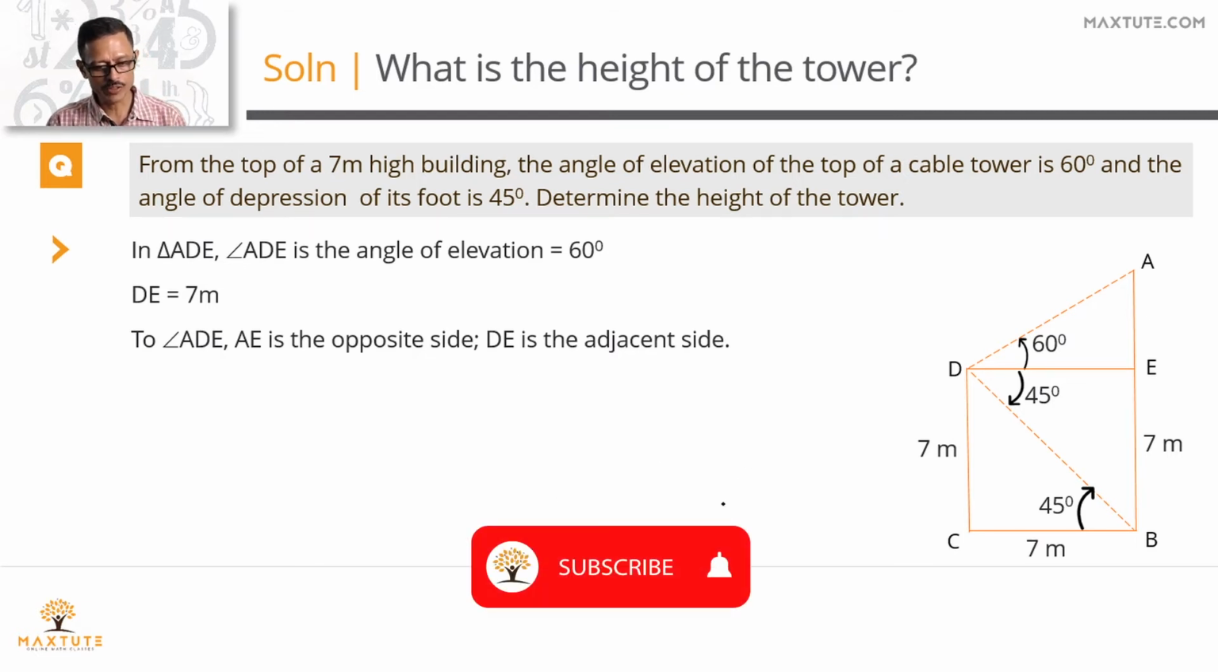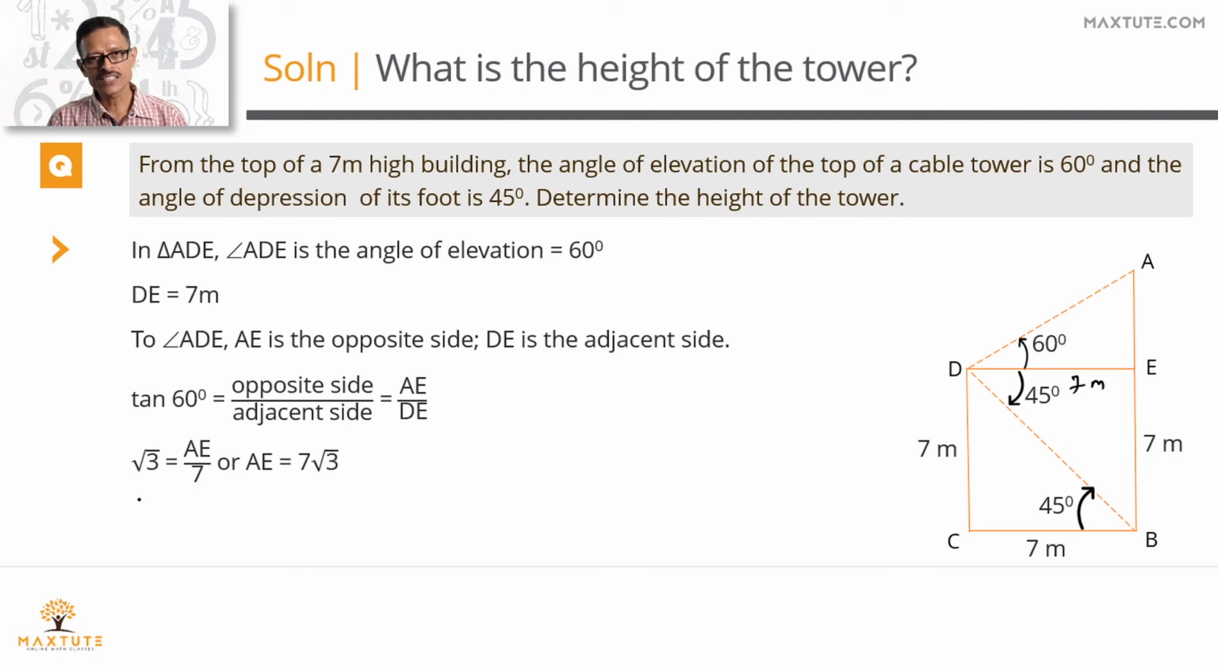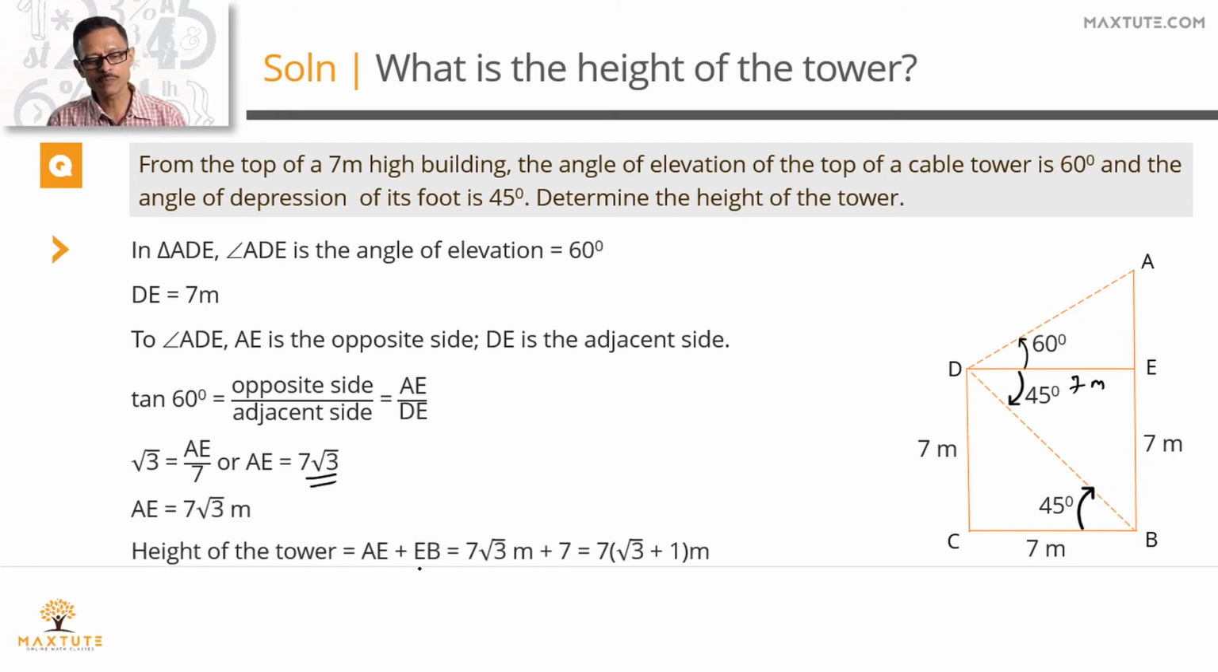Quickly summarize it in a printed form. Going with tan 60 degrees, which is AE by DE. DE measures 7 meters. Tan 60 is equal to root 3, which is AE by 7, or AE is equal to 7 root 3 meters. What we are interested in finding out is the height of the tower, which is equal to AB. AB equals AE plus EB, which is 7 root 3 plus 7, or 7 into root 3 plus 1 meters.